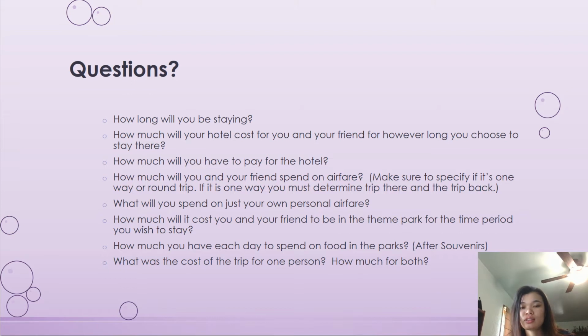Then how much is it going to cost for you and your friend to go to the theme park? Like I said on the previous slide, if you are going for 4 days, just multiply that price by 2. If you're going to go for 5, multiply it by 2 again, and then add that last day. Now, when I say that, that's only for one person. So whatever price you get at the end of that, you have to double it again. If you have questions about that, feel free to ask me.